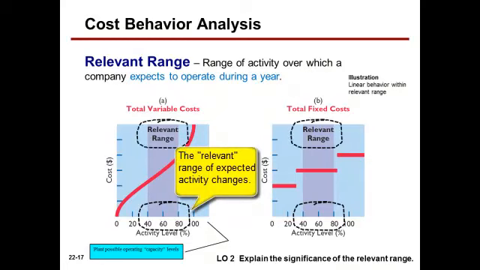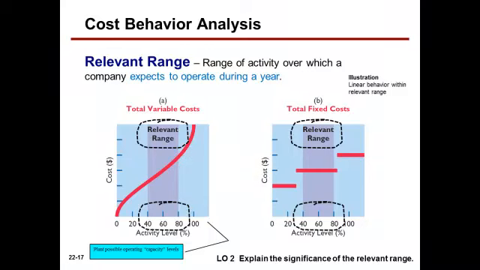That becomes our defined relevant range, the range of activity for which a company expects to operate during the next year. Within this narrower relevant range, we can see the variable costs on the left approach a rather straight line, and that our fixed costs on the right during that relevant range are constant at the middle bar level, not expected to change at the relevant range of activity.